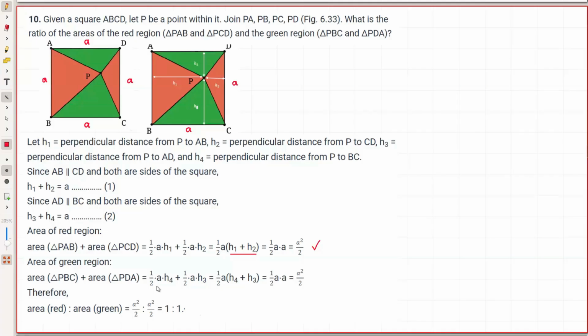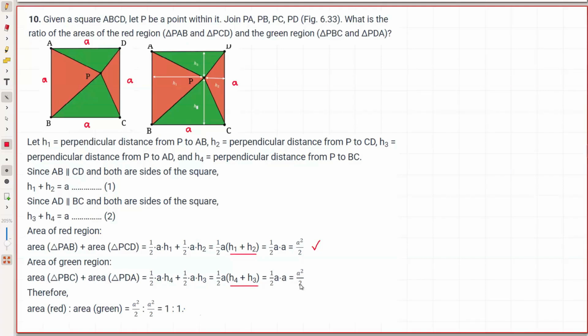Or here also, for both the triangles, A is common. Just take A outside: H4 plus H3. H4 plus H3 is the side of the square, that is A. So A into A is A square by 2.